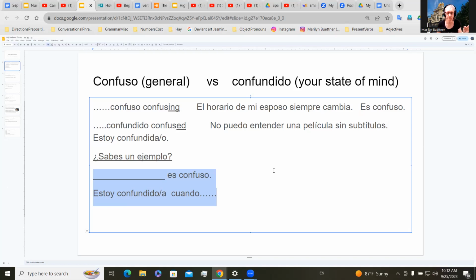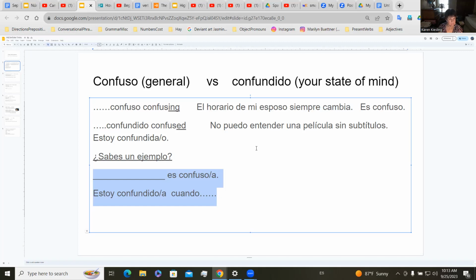That's a confusing subject, ¿sí? See? And remember, it might be confuso or confusa, depending on what you are describing, right? Because that will have to change gender depending on the thing you are describing.